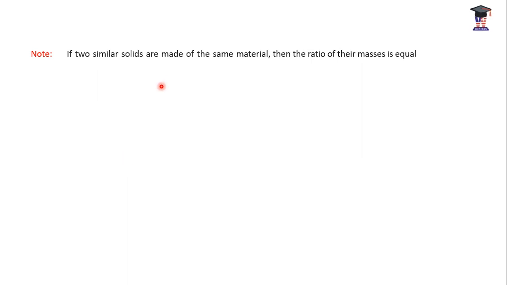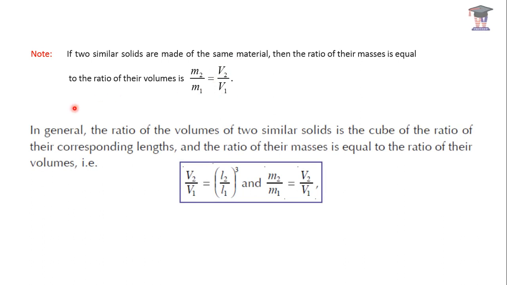Just note, if two similar solids are made of the same material, then the ratio of their masses is equal to the ratio of their volumes. It means like this: M2 over M1 equals V2 over V1. This represents the mass of the second solid, and this is the mass of the first solid. So the ratio of mass is equal to the ratio of volume. Okay, so in general, the ratio of volumes of two similar solids is the cube of the ratio of their corresponding lengths, and the ratio of their masses is equal to the ratio of their volumes. It means we can write down like this.